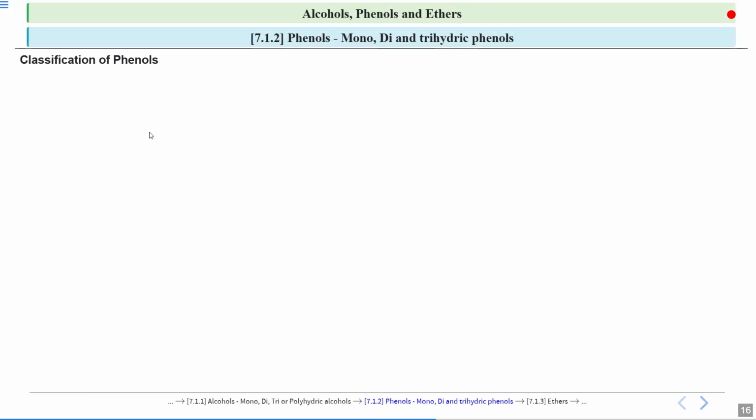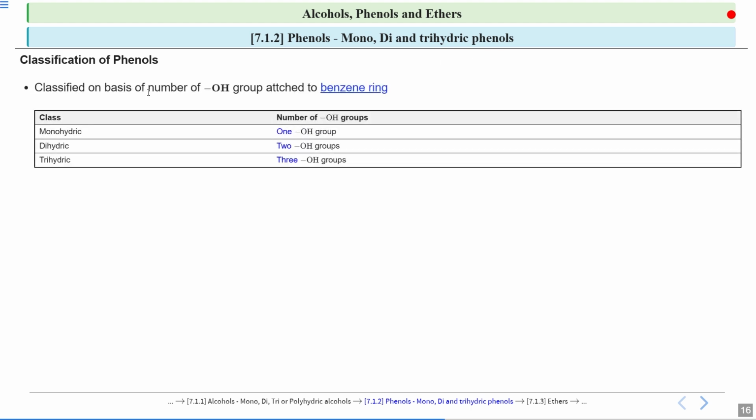So now let's talk in detail about the phenols, section 7.1.2, in which we will cover the mono, di and trihydric phenols. Let's talk about the classification of phenols. They are classified on the basis of the number of hydroxyl groups attached to the benzene ring. They are termed monohydric if the number of hydroxyl groups in the phenol is 1. If 2 hydroxyl groups are present, it will be dihydric. If 3 hydroxyl groups are present, it will be trihydric.